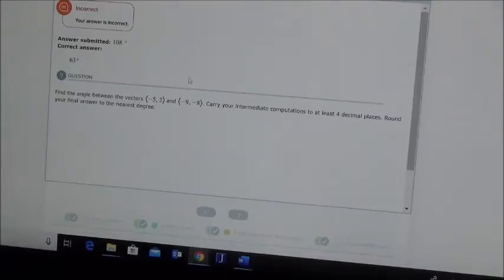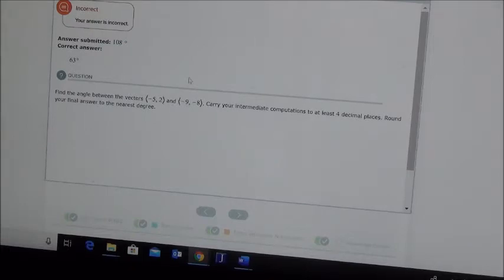Alright, I'm going to do an example here of finding the angle between two vectors given in component form. It says find the angles between the vector -5, 2 and -9, -8. Carry your intermediate computations to at least 4 decimal places and round your final answer to the nearest degree.